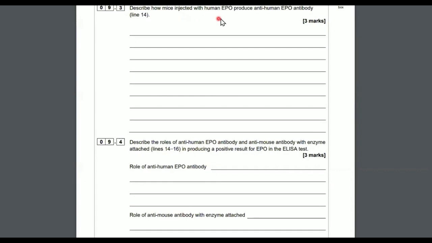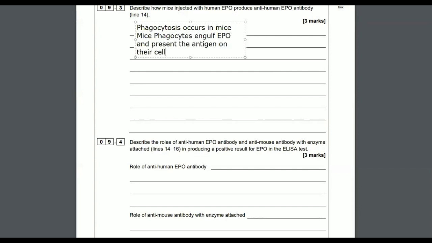9.3. Describe how mice injected with EPO produce an anti-human EPO antibody. Line 14. So how does injecting mice with human EPO produce an anti-human EPO antibody? So you've got to think, you've got phagocytosis occurring in the mice. And during phagocytosis, the white blood cells of the mice engulf the human EPO that's been injected to them.